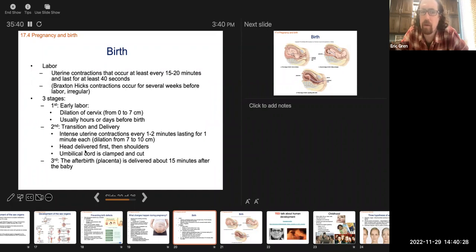Third stage of labor here is the afterbirth. This is easy to forget because we've already had the baby come out, right? The third stage of labor is the afterbirth. This is where the placenta is actually delivered, and this happens approximately 15 minutes after the baby is born. So even after the mom's pushed out the baby, she's not completely done. She needs to actually deliver the placenta, the afterbirth. And that's the third stage of labor.